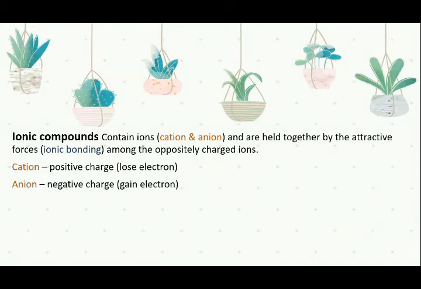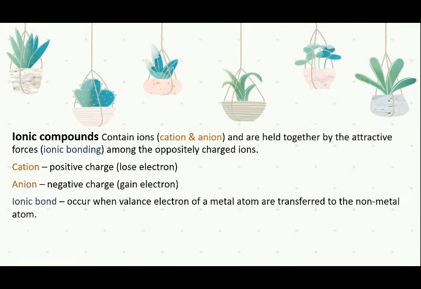The atom that loses one or more electrons will form a cation. Otherwise, if the atom is gaining one or more electrons, it will be an anion. Hence, ionic bond occurs when valence electrons of a metal atom are transferred to a non-metal atom.